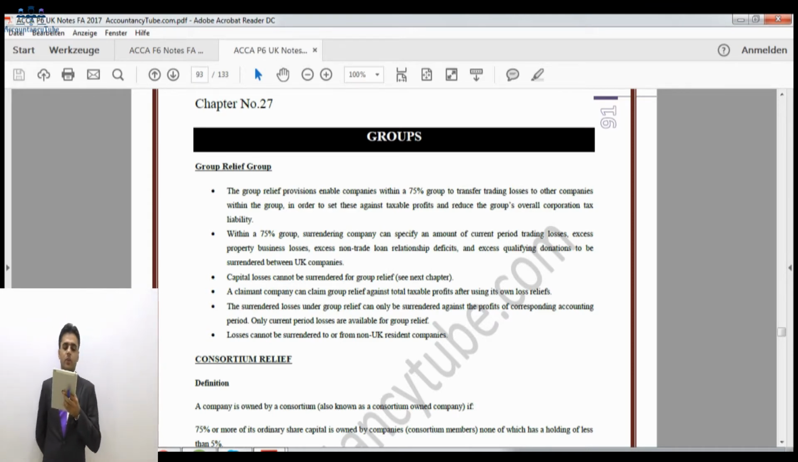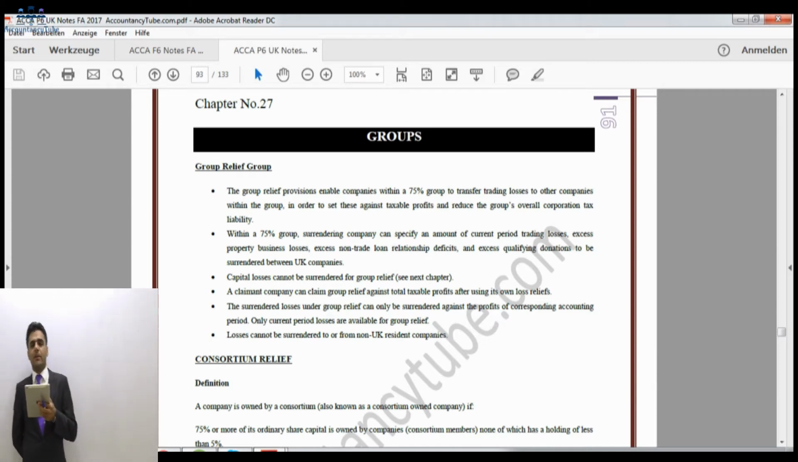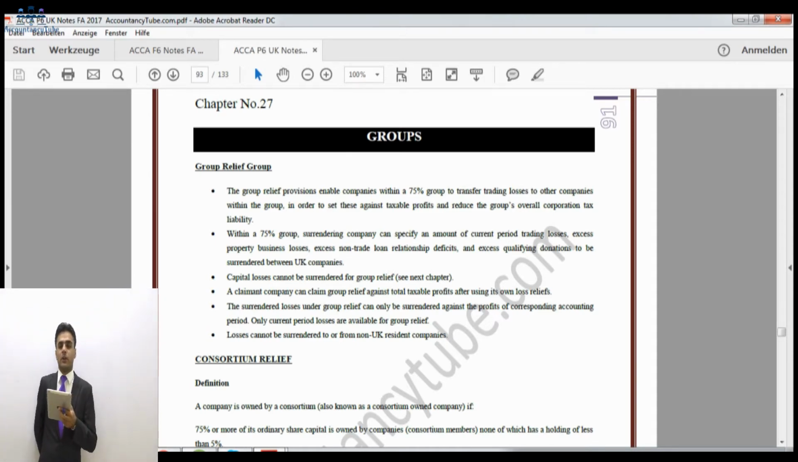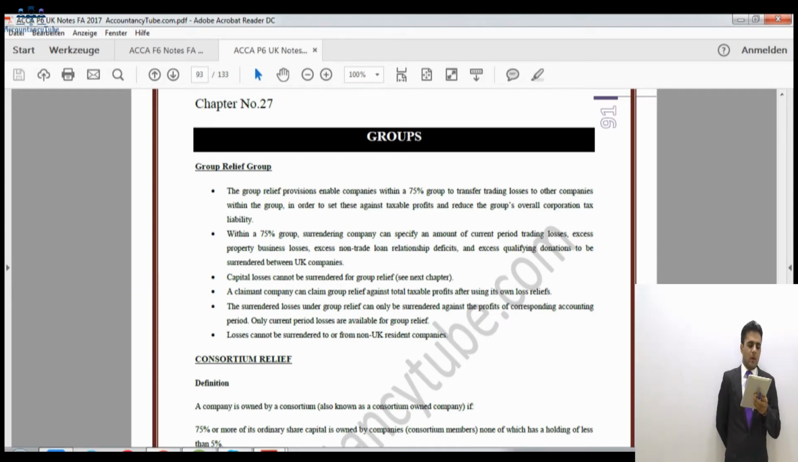Within a 75% group, a surrendering company can specify an amount of current period trading losses. Now, a surrendering company is a company with a loss and a claiming company is a company with a profit. The claiming company does not want to pay the tax, so that's why they are setting off the loss against the surrendering company. So they can specify the current period trading losses.